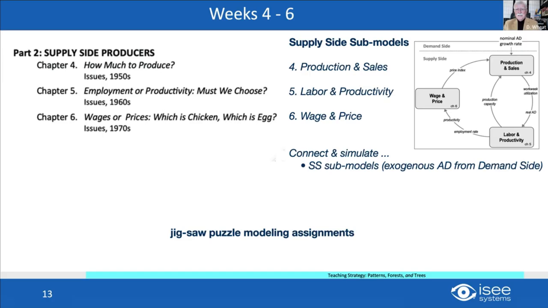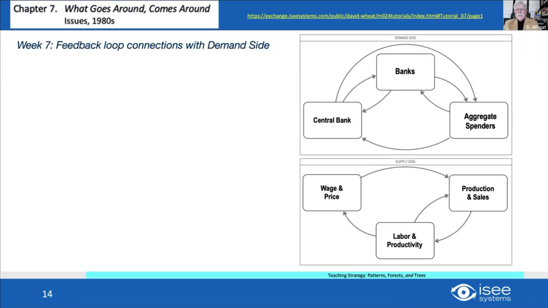After the first 3 weeks, first 3 chapters, the students will start building these submodels. But in order to make this task a little bit less tedious for them, I'm trying to make it a little bit entertaining by calling it a jigsaw puzzle assignment. And you'll see what I mean a little bit later on, where they have to put the model together like you would put together a jigsaw puzzle.